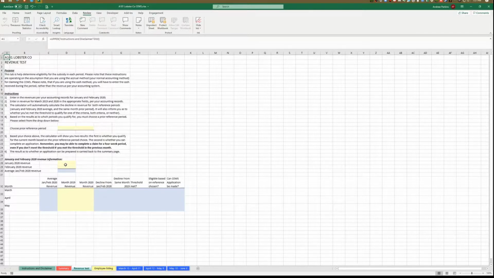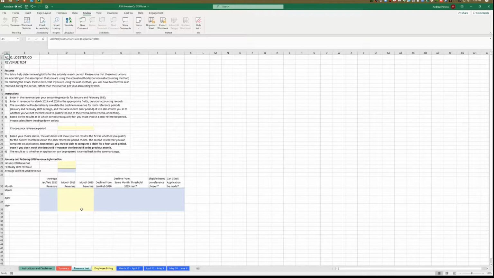We're going to want to record what our revenues were for January and February 2020, our revenues for our months in 2019, and our revenue for the months in 2020. Now, the reason why we do this is under the wage subsidy, entities will qualify for it if they meet certain revenue tests. So those revenue tests are if you have a decrease in revenue of 15% for the month of March and 30% for all following months.